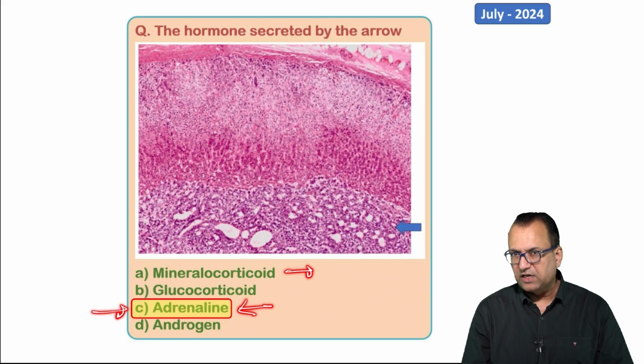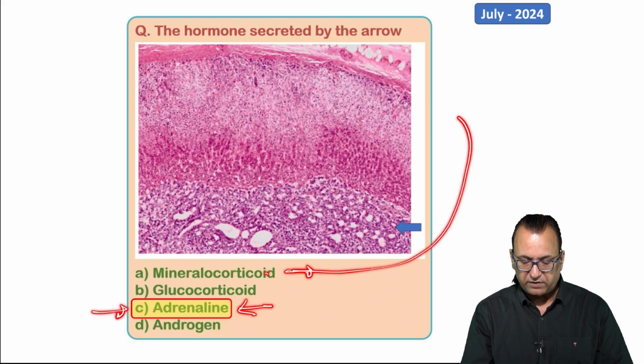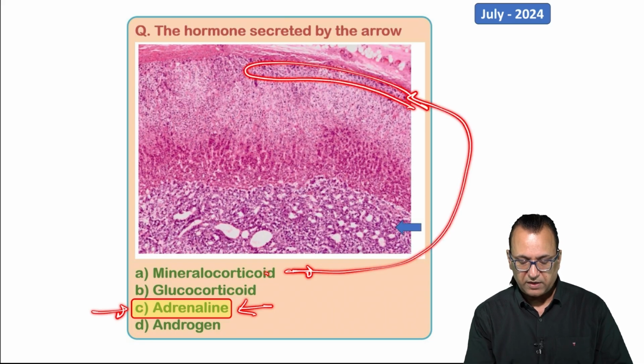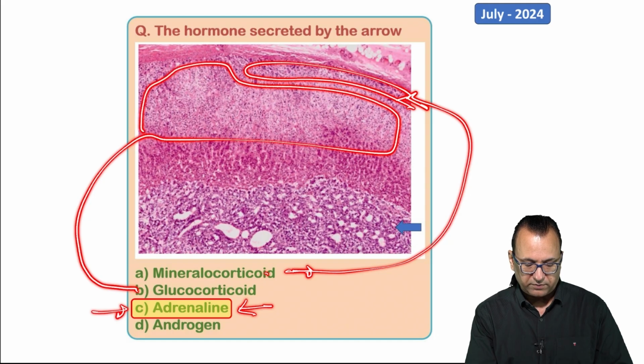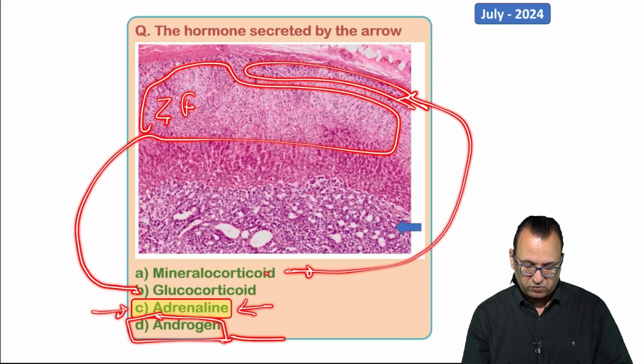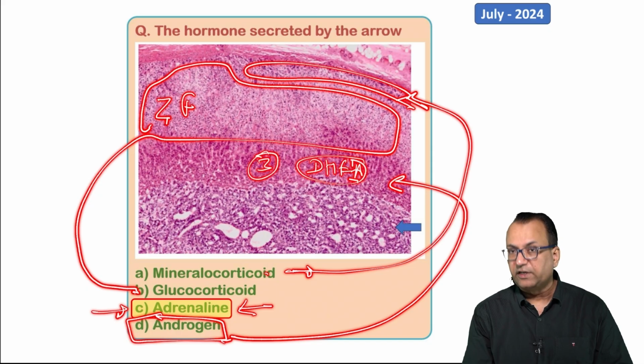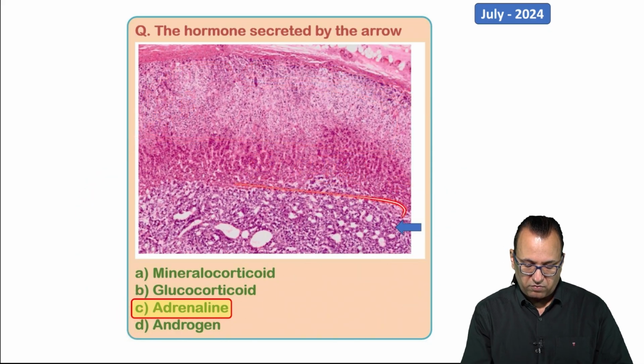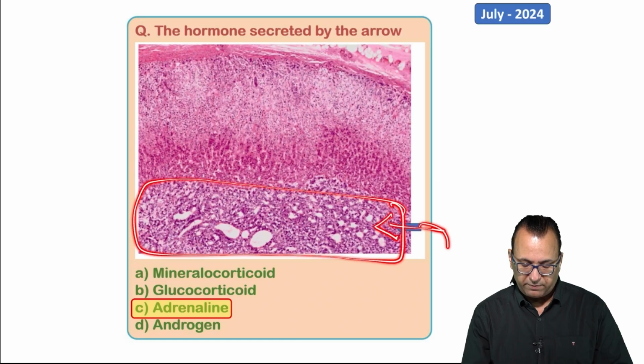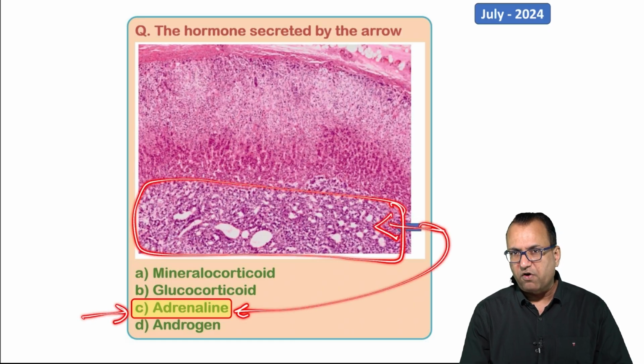Mineralocorticoid is the salt, so GFR, zona glomerulosa, this area. Glucocorticoid is the sugar, the zona fasciculata. And if you are talking about the androgen, it will be this one, zona reticularis, DHEA, dehydroepiandrosterone. That is number 3, reticularis. But since the arrow mark is on this area, we'll keep our answer as epinephrine or adrenaline.